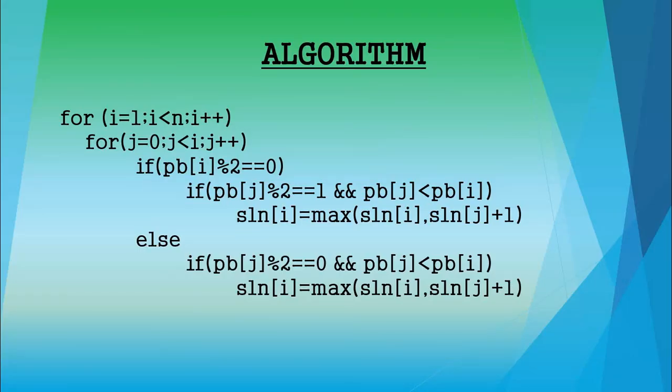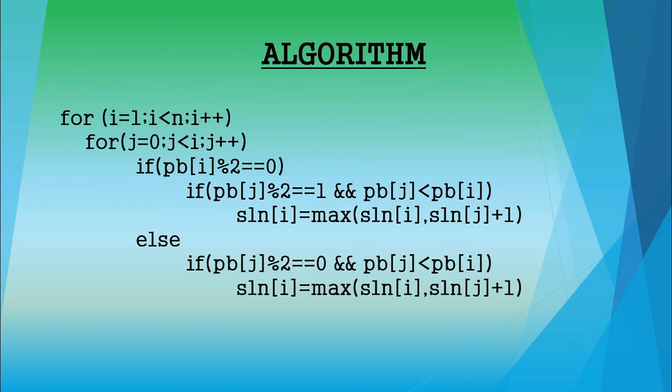This is the algorithm. There are two loops. One is for I, another one is for J. So it first checks whether the value represented by I is even or odd. If it is even, then it checks whether the value represented by J is odd or not. When it is, then it further checks whether the value represented by I is greater than the value represented by J. If so, then the value in the cell represented by I in the solution array is populated as the maximum of the value which already exists there, and plus 1 to the value in the cell of the solution array represented by J.